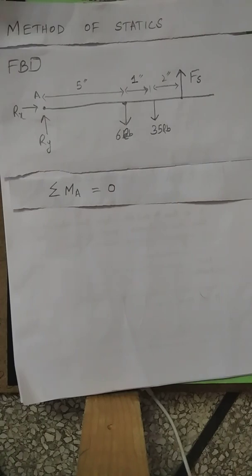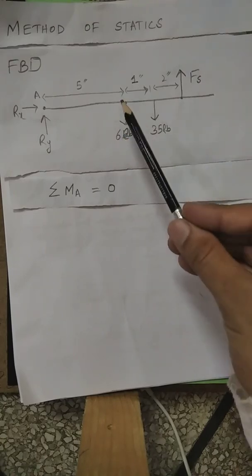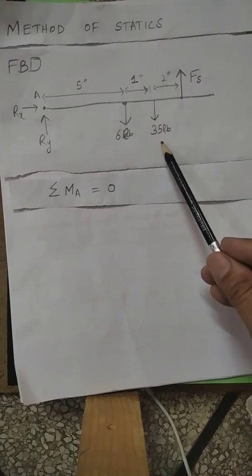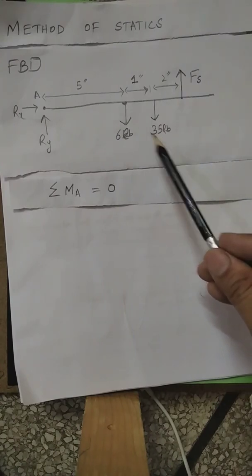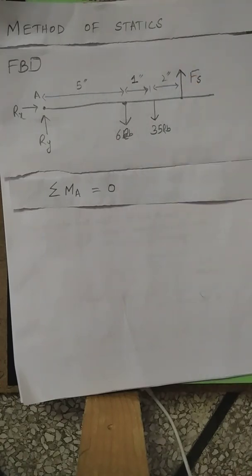For example, let's talk about point A. Sum of all the moments about a point. So we have the force 6 pound force, and the distance of the 6 pound force from A is 5. We have 35 pound force. Distance of this 35 pound force from A is 6. We have this Fs force. Distance of this Fs force from point A is 8.